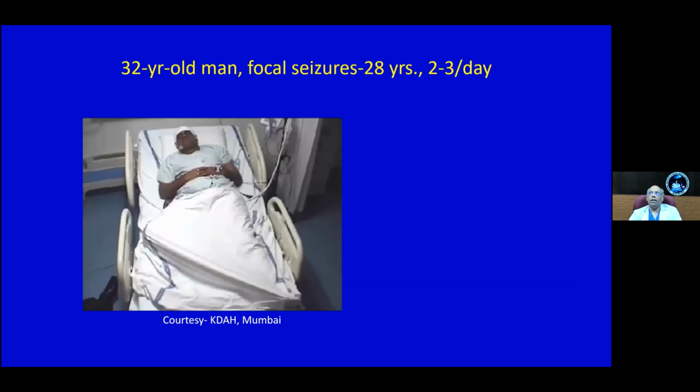Electro clinical concordance is a very crucial part of our workup, and I'm sure you will realize in this seizure semiology. Hypermotor seizure.